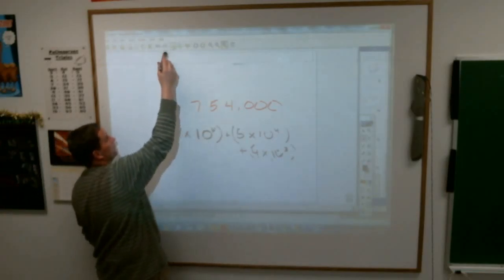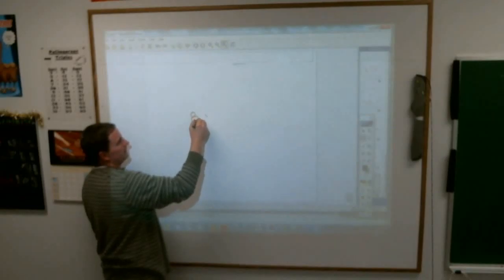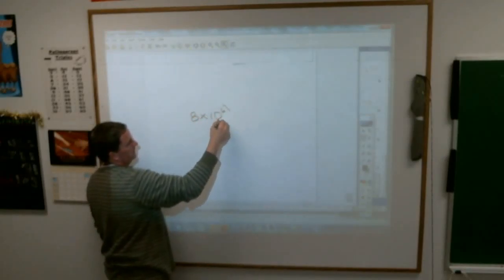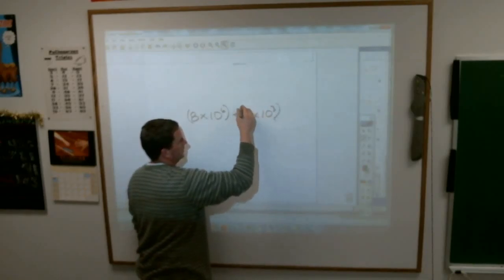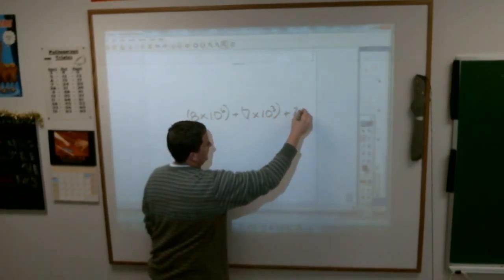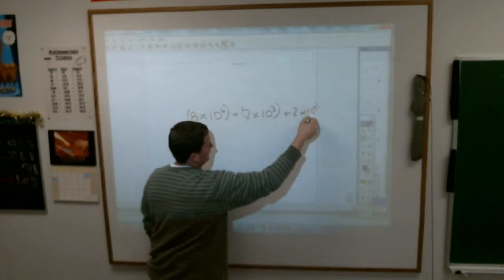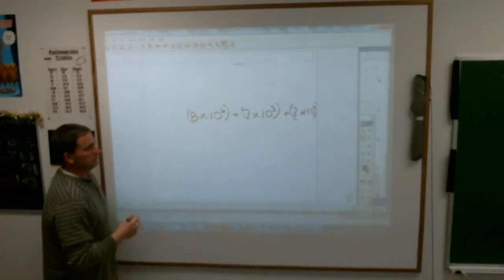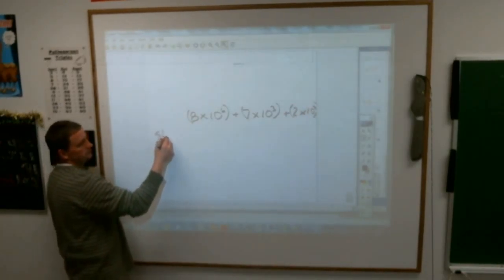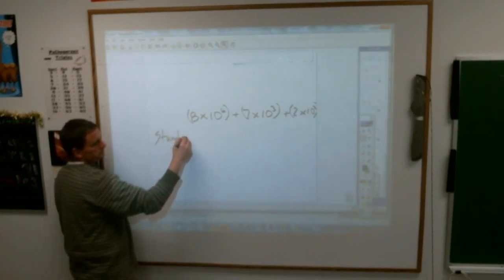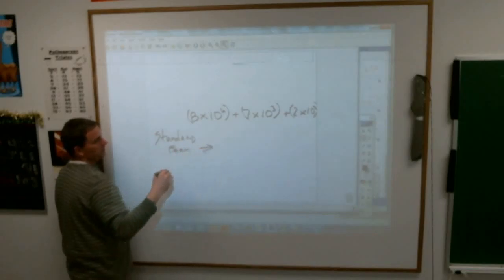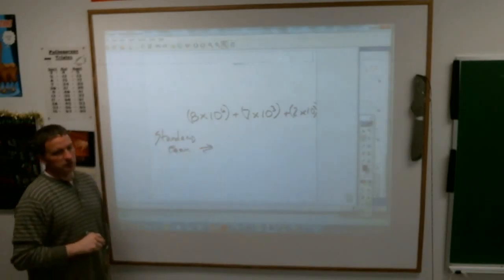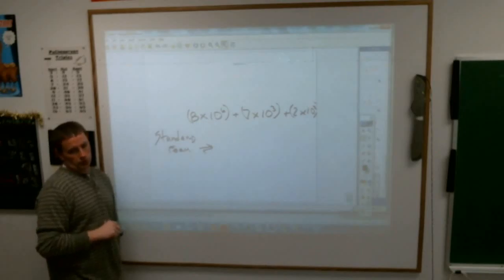Now, you also have to be able to go the other way around. In other words, if they give you 8 times 10 to the 6th plus 7 times 10 to the 3rd plus 2 times 10 squared, I also need to be able to write that in standard form. That's in exponential form. In standard form, what would it look like? Now here is my strong teacher recommendation, because I see people get these wrong all the time.